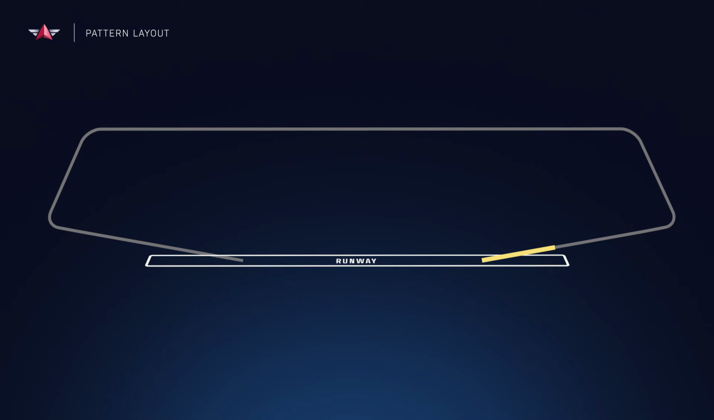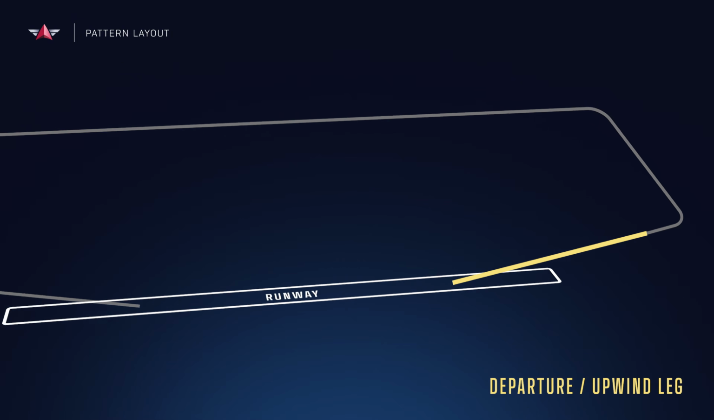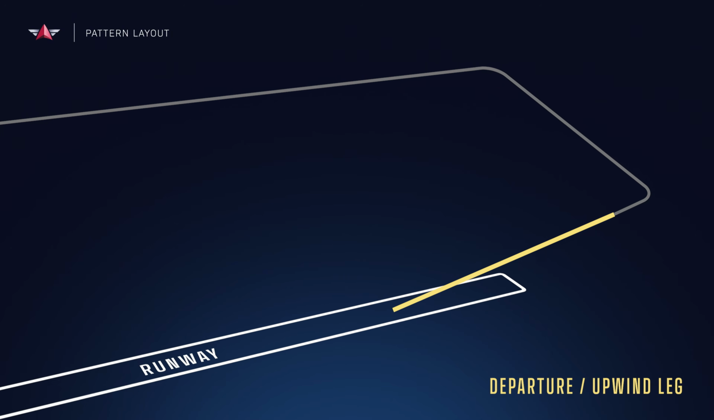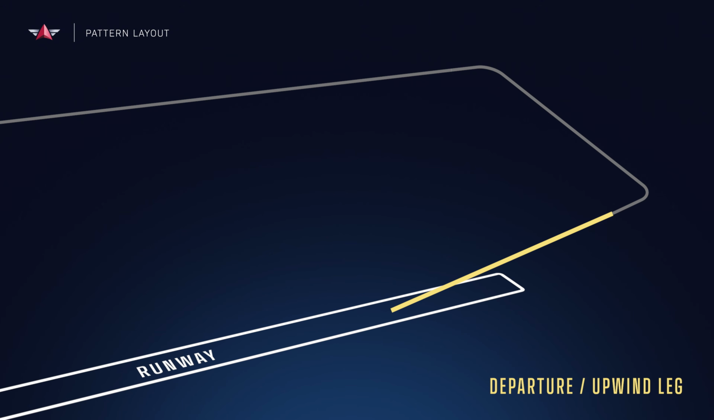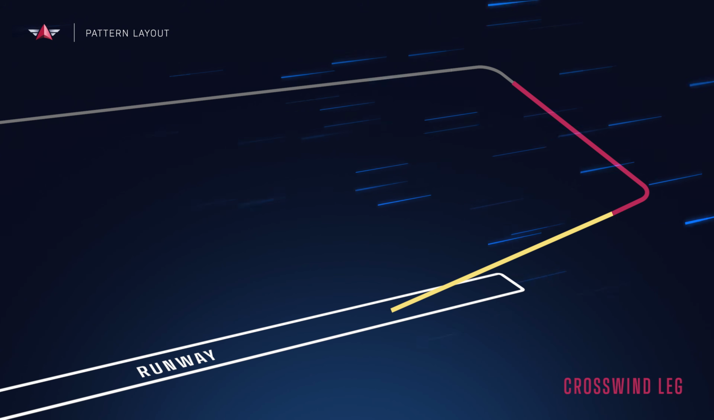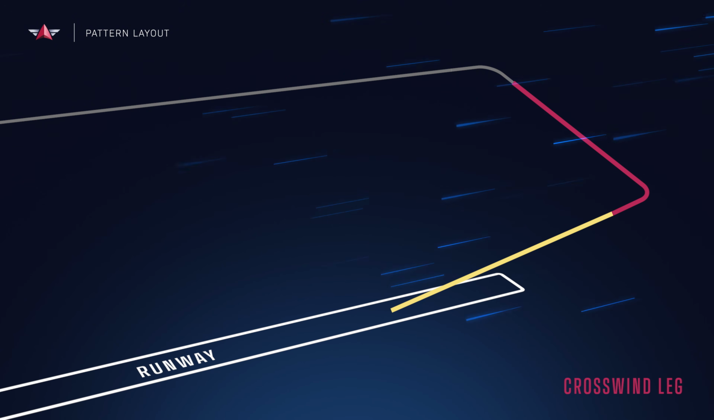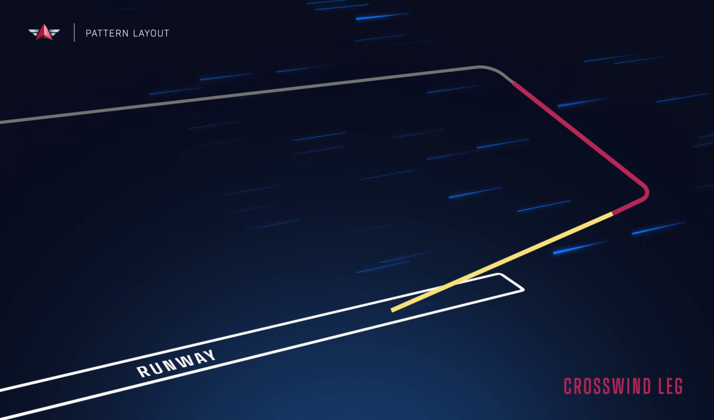After takeoff, the aircraft will be located on the departure leg. This leg is sometimes referred to as the climb out leg or the upwind leg, so called since it is flown up and into the wind. On this leg, we're usually still climbing towards our pattern altitude. As the aircraft turns, it will now be located on the crosswind leg, so called since the wind is now blowing across our flight path. And on this leg, we're usually leveling off at the pattern altitude.